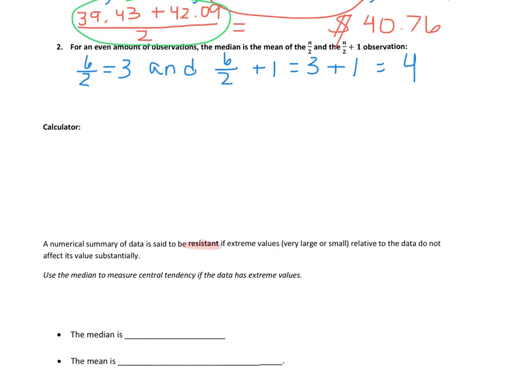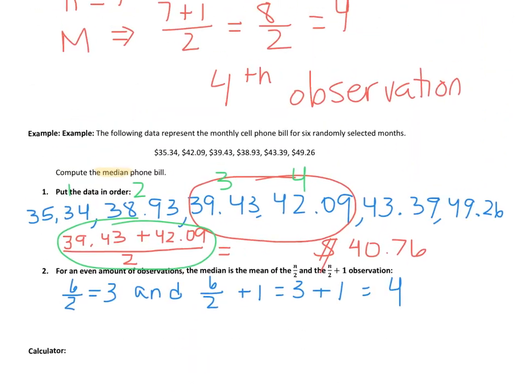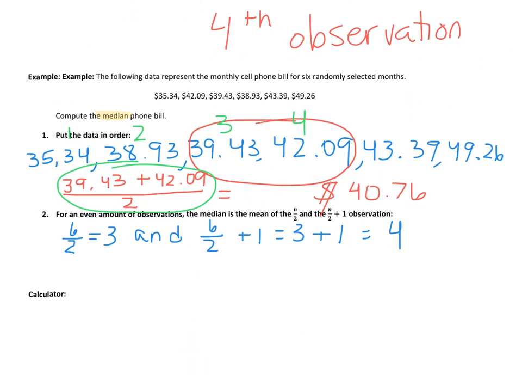So let's look at this definition. A numerical summary of data is said to be resistant if extreme values, either large or small, relative to the data, do not affect its value substantially. So let's go about this intuitively. Let's go back up to our example. Let's say in this data set that we have here, this largest value was 49.26. Let's say something happened, maybe a data entry error, and instead of 49.26, we have an extreme value relative to the data set, like $100.